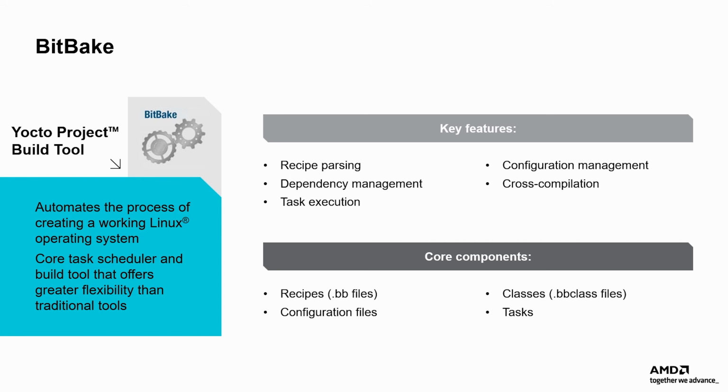Bitbake is made up of several essential components. Recipes in the form of .bb files are used to define the necessary steps required to build software components. Configuration files, like local.conf and bblayers.conf, are used to control the build environment. Classes contained within .bbclass files contain reusable build logic that can be implemented across multiple recipes. Finally, tasks are predefined steps in the build process that include fetching source code, configuring the build, compiling, and packaging. Together, these components make up the core functionality of Bitbake, providing the necessary tools for efficient and accurate software builds.